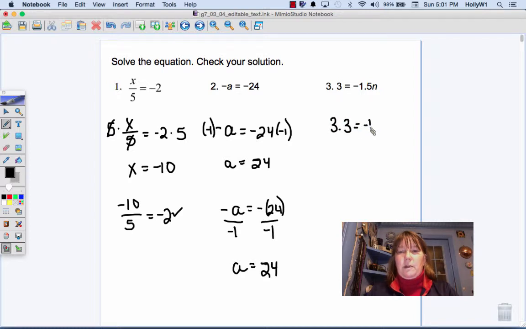All right, in this case, 3.3 is equal to negative 1.5n. We're going to divide both sides by negative 1.5, because remember the inverse operation here would be division, because negative 1.5 is multiplied by n. So we do the opposite. And the answer to that one is actually 2. So 2 is equal to n. And you can write it either way. We math people kind of like it when you write n is equal to 2.